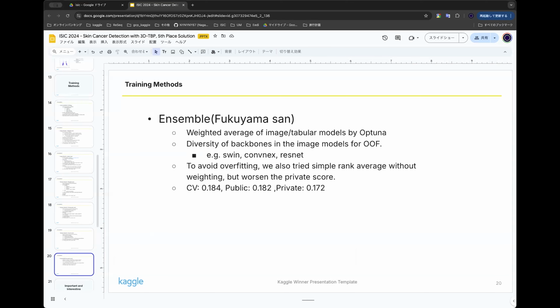In ensemble part, we applied weighted average by Optuna. When we use several image models, we choose diverse backbones, for example, Swin base, ConvNeXt base, ResNet base. To avoid overfitting, we also tried sample rank average without weighting, but it worsened the private score.